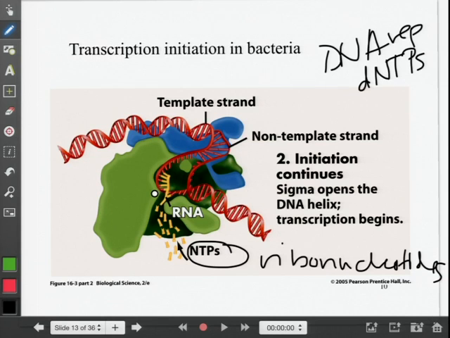And so that would be where initiation begins, transcription begins when we start complementary base pairing, incorporating those NTPs into this chain of RNA, phosphodiester bond, complementary to the template strand.